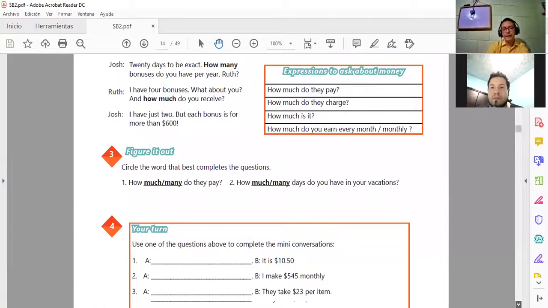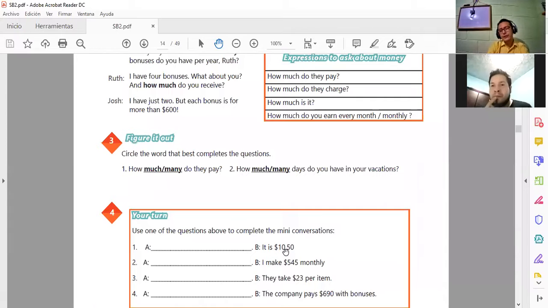Ok, now. If you can see, si ve acá, nos dice, it is, so, imagínense que le estoy diciendo, son 10:50. Siempre, cuando preguntamos, how much is it? ¿Cuánto vale eso? Siempre nos van a contestar con it is o they are, si es en plural. Como por ejemplo, si usted me pregunta, how much are those? Porque es en plural, ¿verdad? How much are they? How much is it? Singular. In this case, it is $10.50.